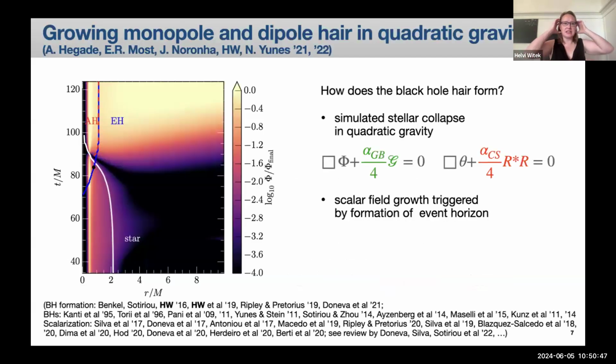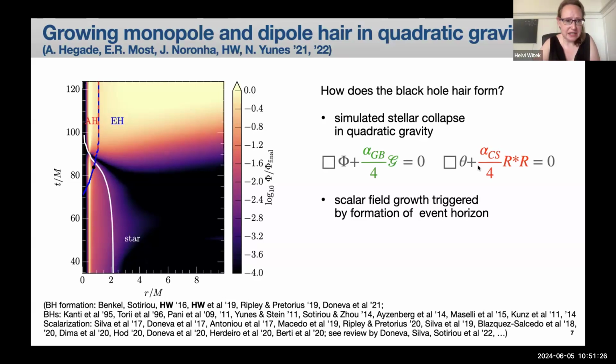And this is something that we looked at with Abhishek Hegade, Elias Moos, Josh Noren, and Nico Yunus a couple of years ago, where we simulated stellar collapse in quadratic gravity. I have to say we were working in a decoupling approximation. What I mean by that is that we have our background being described by general relativity. So we were just evolving a TOV star in the background that was collapsing into a black hole. And we evolved the scalar fields phi and theta sourced by this background.